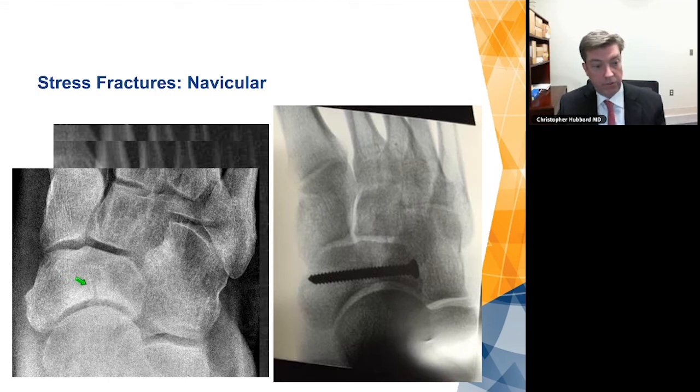Navicular stress fracture, so this is at the junction of the 2/3 medial and 1/3 lateral with some diminished blood supply. Typically it's a fracture that goes from the top of the bone down in a planar direction, but these are very difficult to heal non-surgically, so typically it's screw fixation.